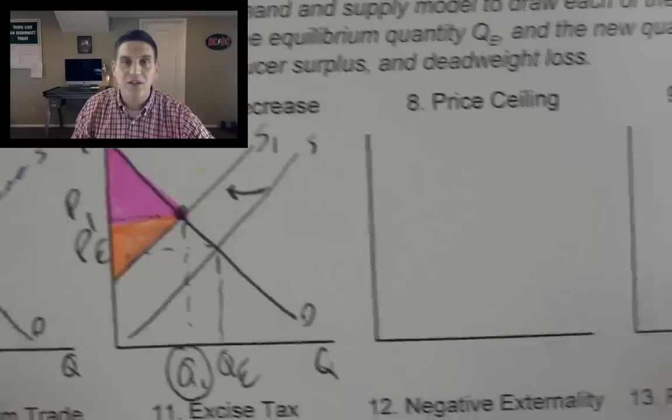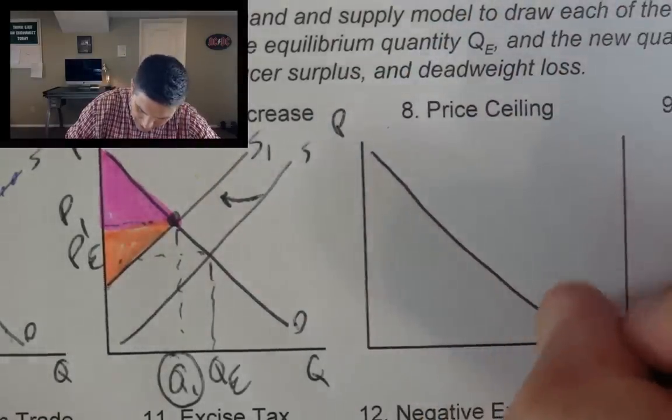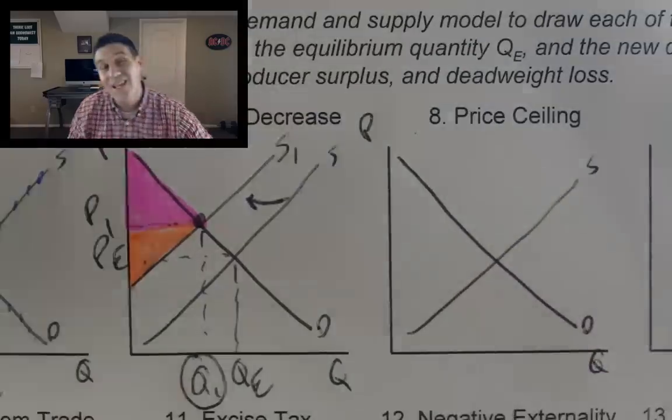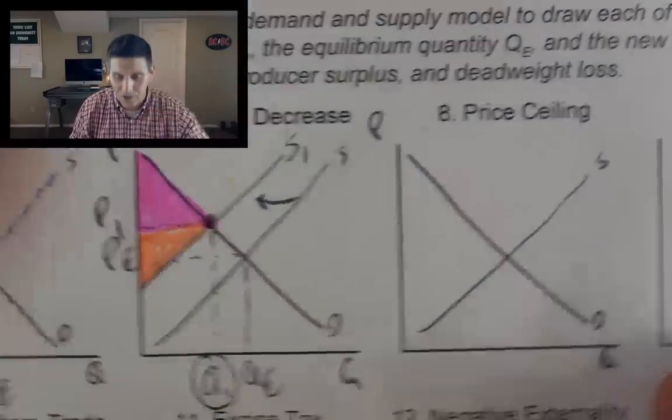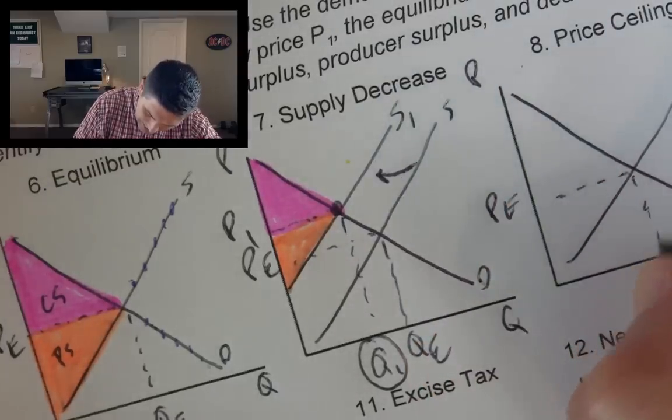We're going to start with the price ceiling. We've got price, we've got quantity, you got demand and supply. Man, you'll draw this graph a whole lot. If you're an econ major, get used to drawing this graph. You're going to draw it a whole lot. Dot, dot, dot over here, PE, and dot, dot, dot, QE.